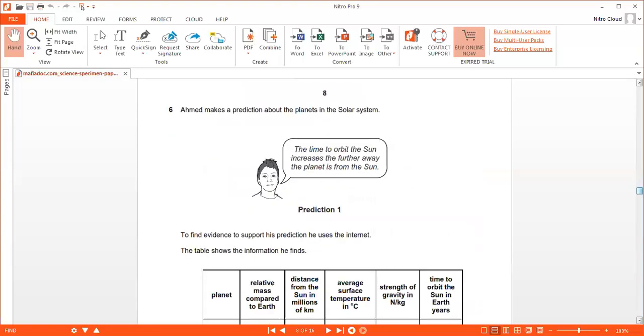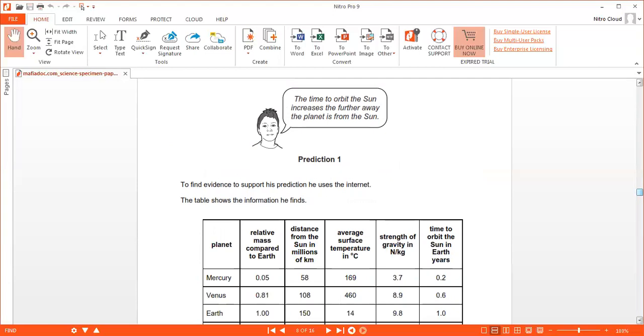Number 6. Ahmed makes a prediction about the planets in the solar system. Prediction 1. The time to orbit the sun increases the further away the planet is from the sun. To find evidence to support his prediction, he uses the internet. The table shows the information he needs.